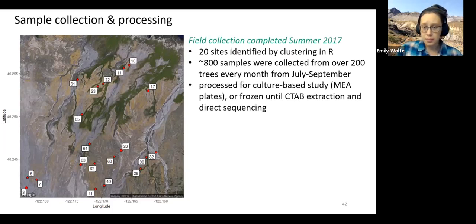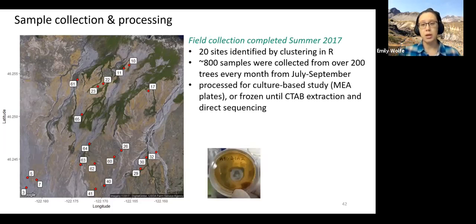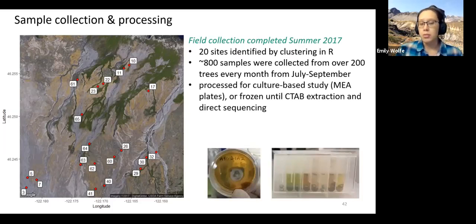And so here's a little picture of what an MEA plate looks like. It's got this lovely golden color. And then this is just a picture of what CTAB extraction looks like. It's on a kit, and we use 96-well plates, and I just think they make really pretty colors. So I'm always excited to share that.